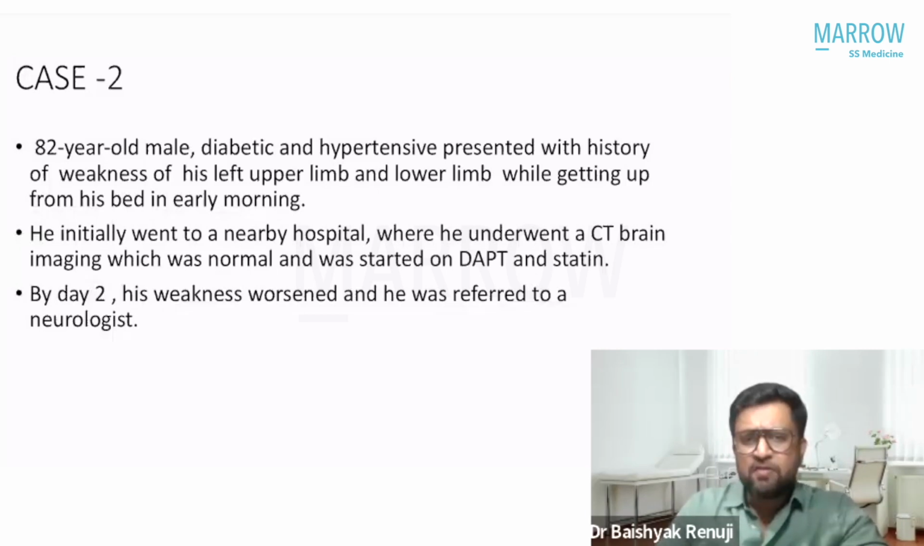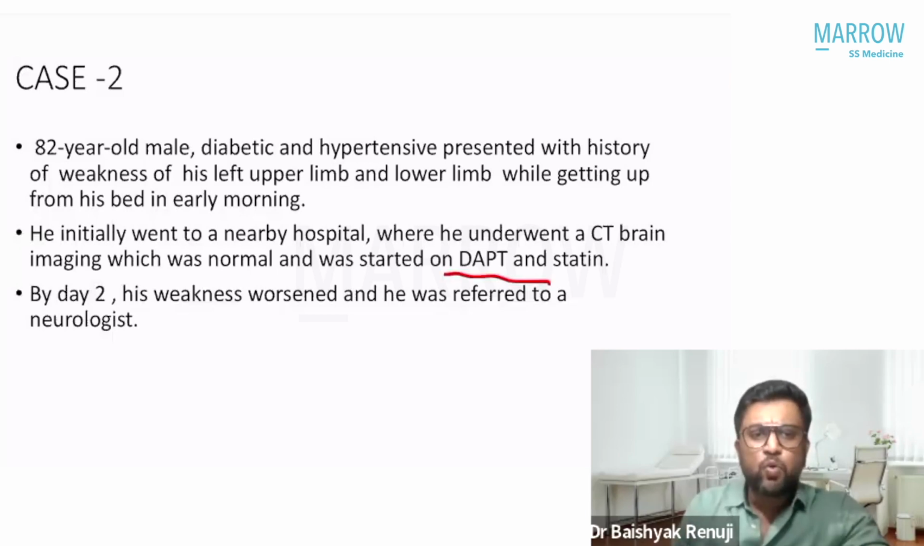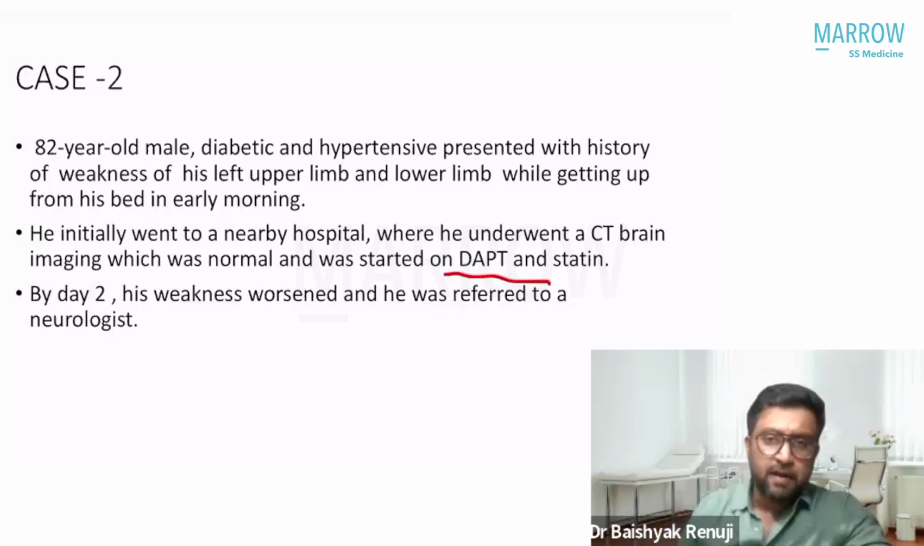And he was admitted for 2 days. He was started on dual antiplatelets and a statin. And on day 2, his weakness worsened. Because of the worsening of weakness, they referred him here. Our hospital is situated near Idukki. So this patient came all the way from Idukki. He came on day 2, that is, on day 3 he came to our hospital.